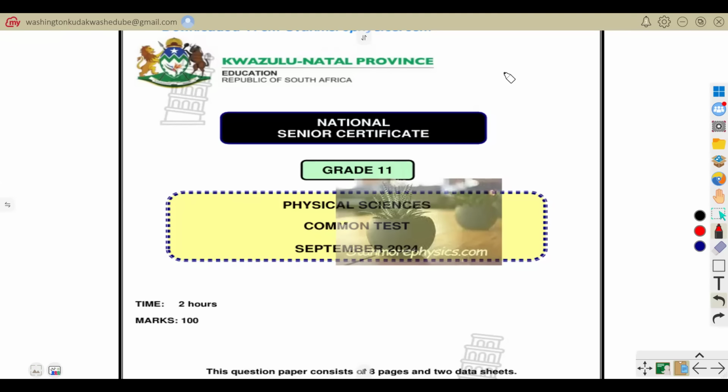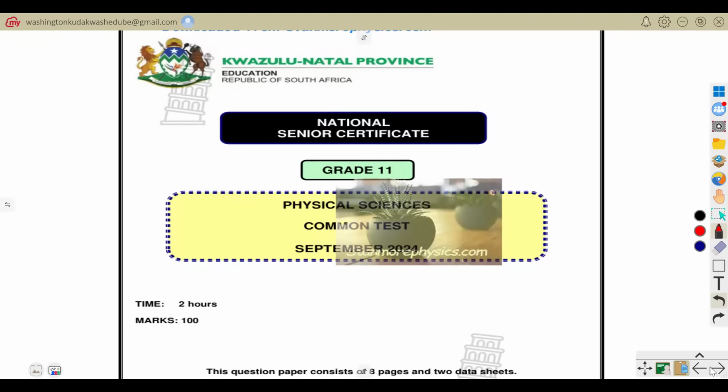Today, I brought a question paper from the province of KwaZulu-Natal. It was for grade 11s. It was a question paper that came from the Department of Education, which was a common test for September 2024. And this question paper was supposed to be written in 2 hours, carrying 100 marks.